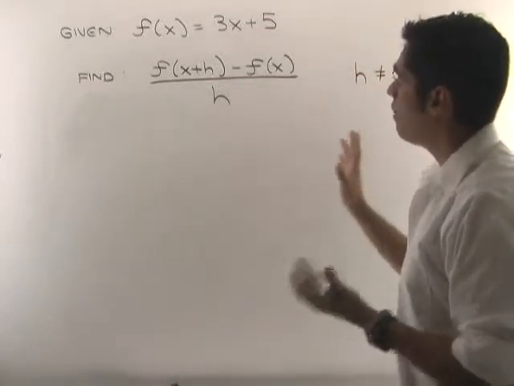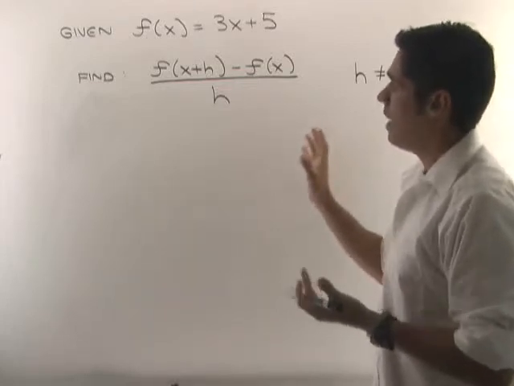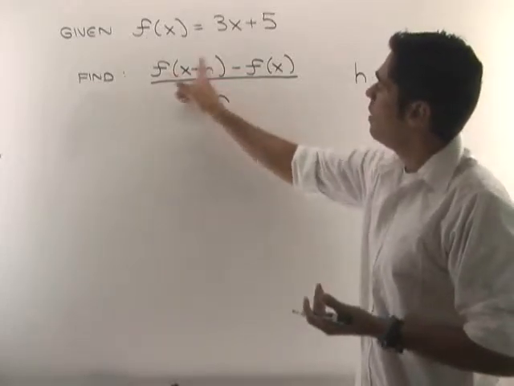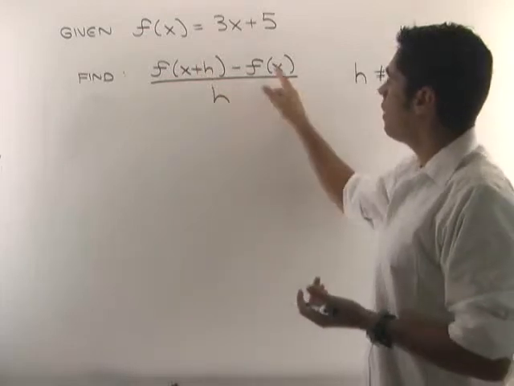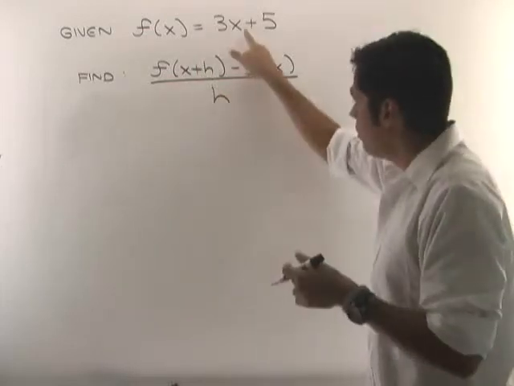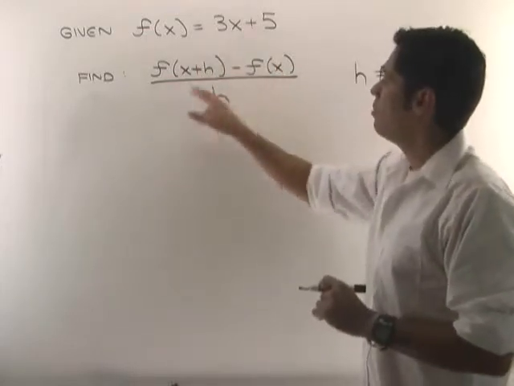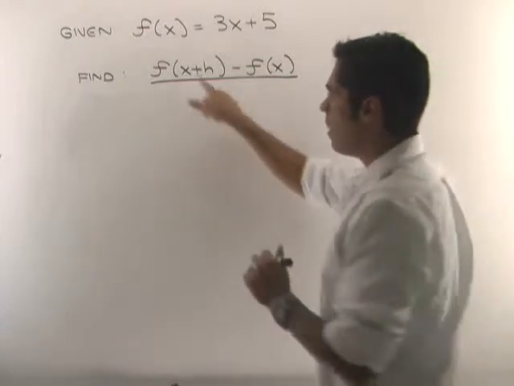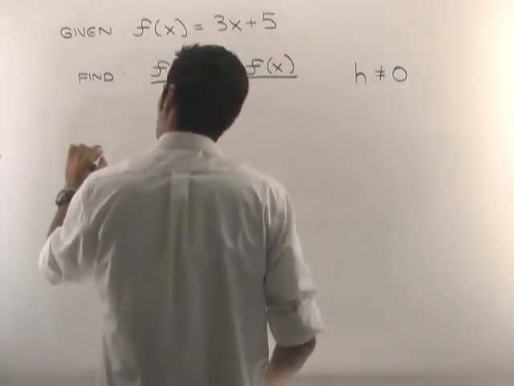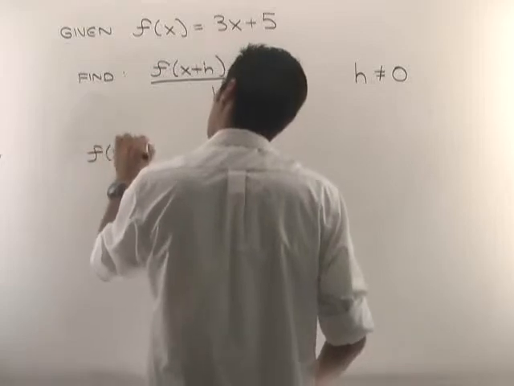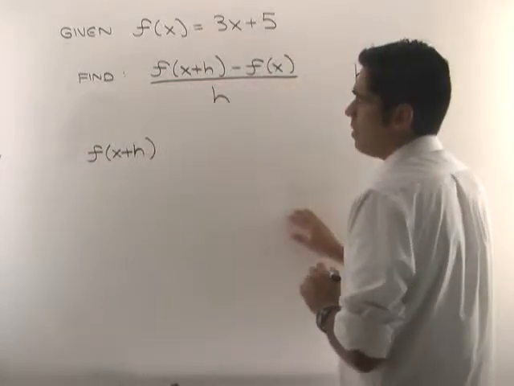Okay, so we need a couple of things in order to figure out the answer. We first of all need to find f(x plus h). Then we need to figure out what f(x) is, but that's actually given to us. And then once we're done finding those two, we divide it by h. So let me get my first thing here. This is kind of like scratch work. I'm just going to find out what f(x plus h) is.